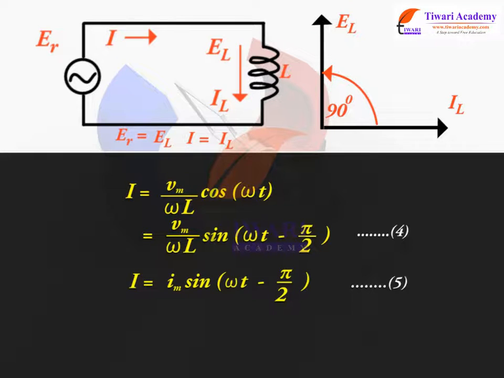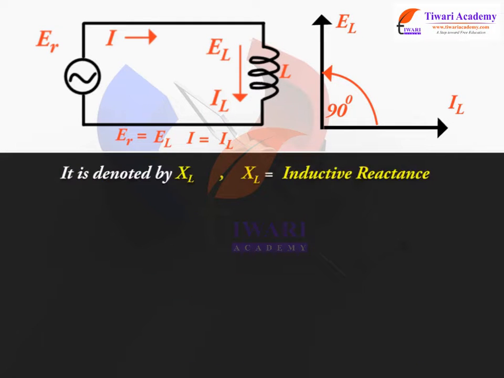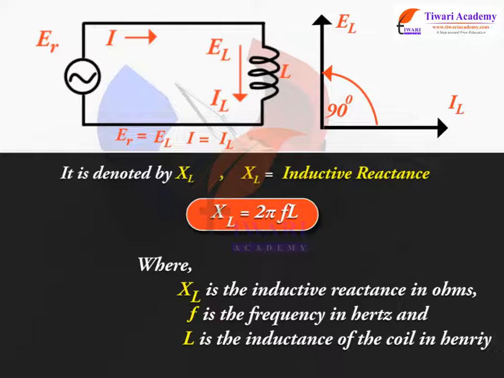Equation 5. The quantity ωL is equivalent to the resistance and is called inductive reactance and is measured in ohms. It is denoted by XL. XL is equal to 2πfL, where XL is the inductive reactance in ohms, f is the frequency in hertz, and L is the inductance of the coil in henries.